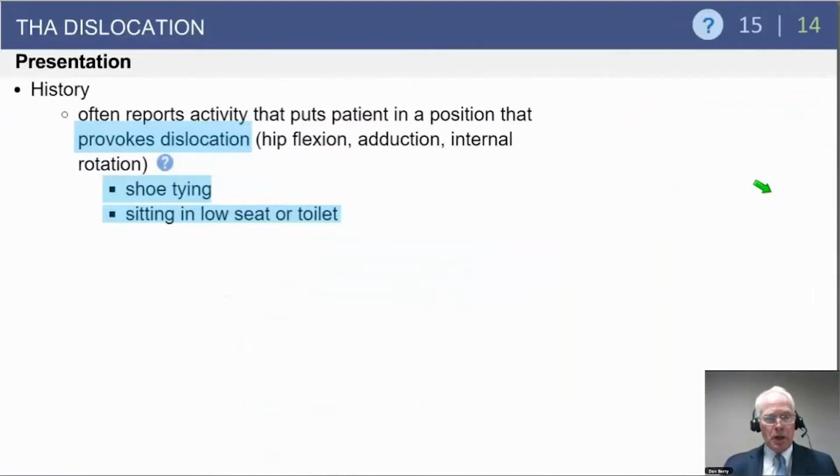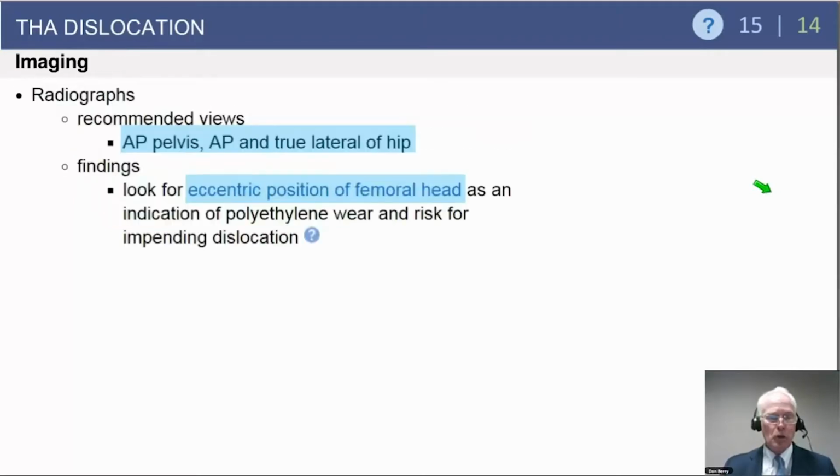The history of dislocation frequently is reported as a patient putting the hip into a position of risk for posterior dislocation. As we've just discussed, that's flexion, adduction, and internal rotation, which typically occurs with activities such as shoe tying or getting off of a low seat or toilet, although those are not the exclusive reasons. The evaluation typically begins with proper imaging, an AP pelvis film, and an AP and true lateral radiograph of the hip to demonstrate the anteversion of the socket. A secondary thing to look for would be eccentric positioning of the femoral head after the hip's been reduced, to look for evidence of polyethylene wear.